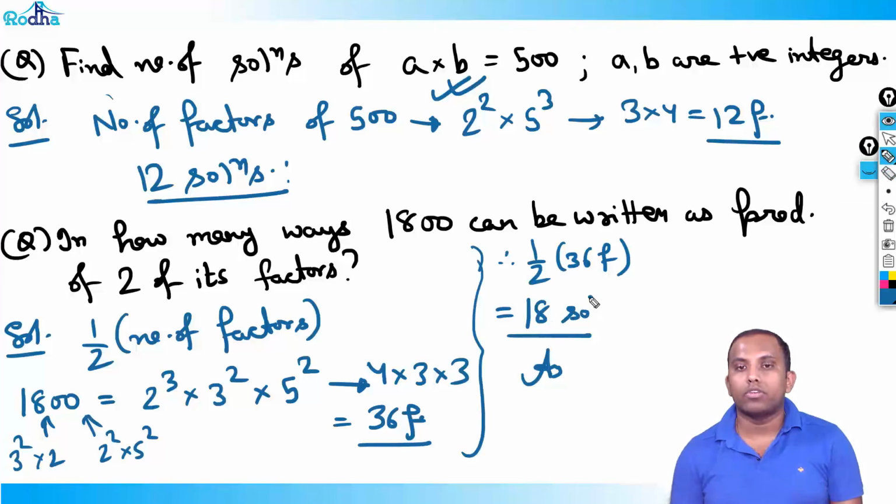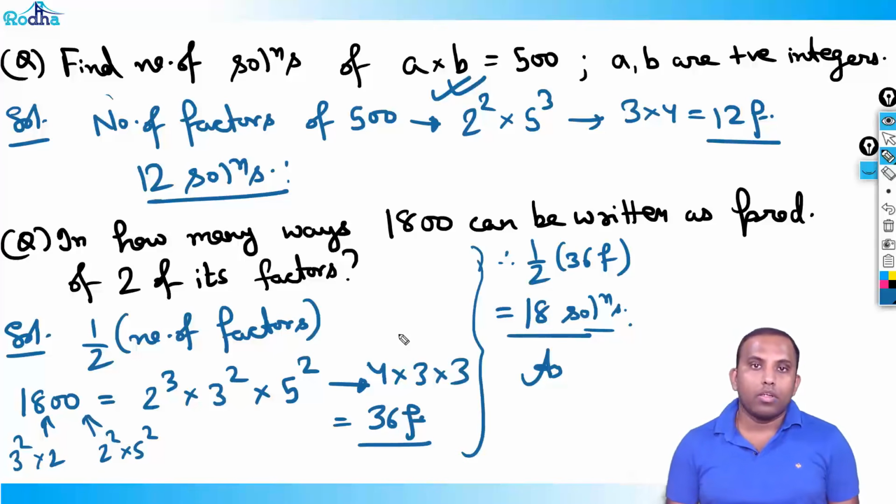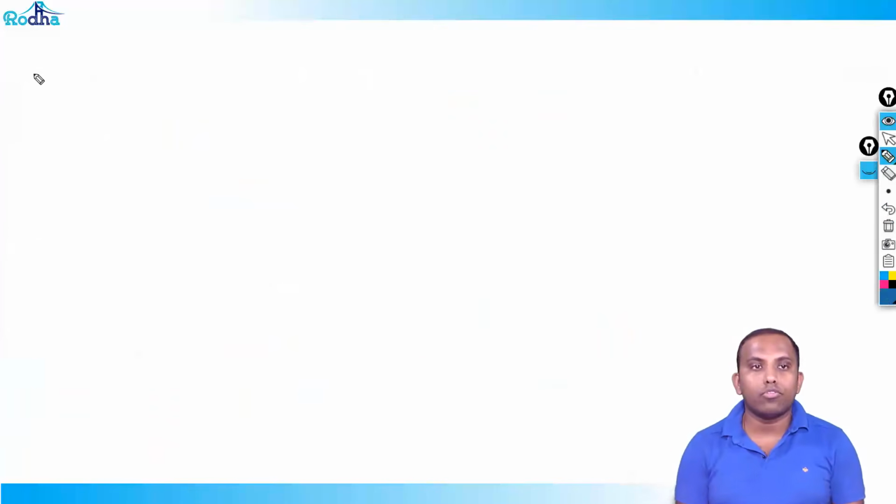18 solutions. Correct. So that is the difference between the number of factors in the case of unordered and ordered. Now let's move to the case of perfect squares. What will happen in the case of a perfect square? Now see what will happen in the case of a perfect square here.